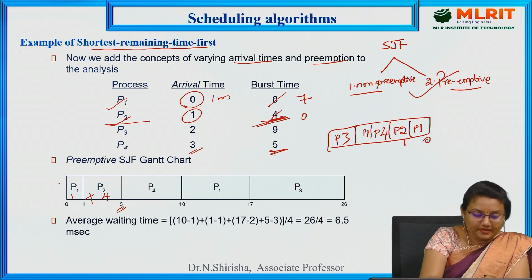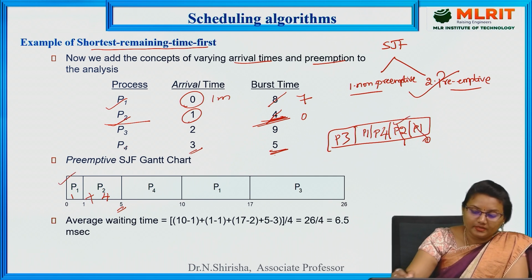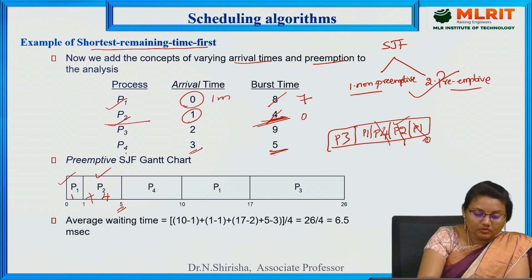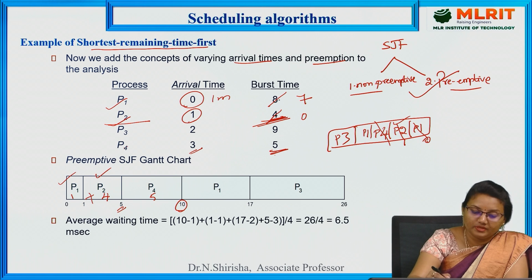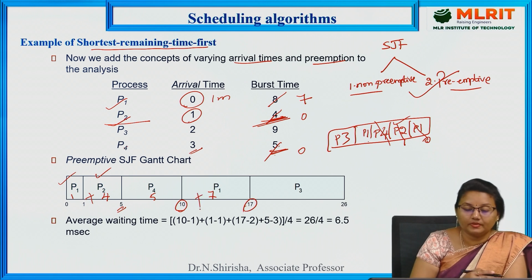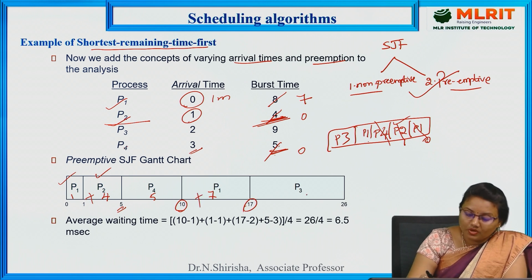Now P1 and P2 are completed. Next is P4. What is the P4 burst time? 5. So 5 plus 5 is 10. After P4, what is left? P3 and P1. Which has the least burst time? 7 and 9. 7 is the least. So P1 is allocated for 7 milliseconds, so 10 plus 7 is 17.